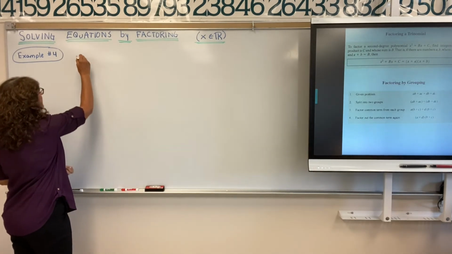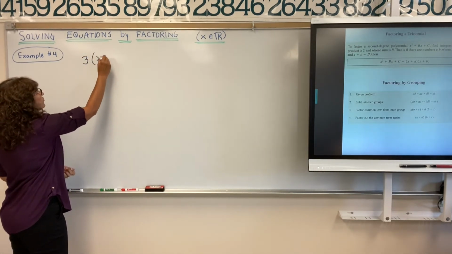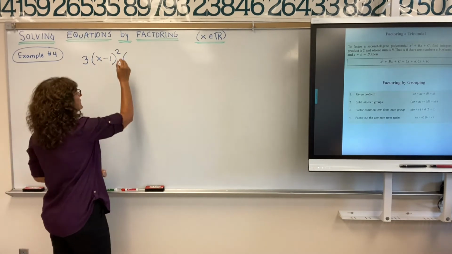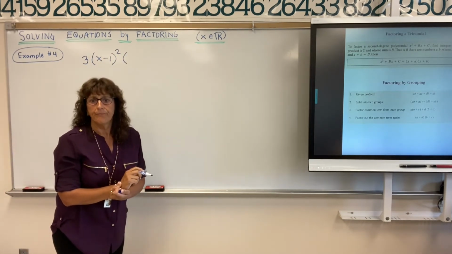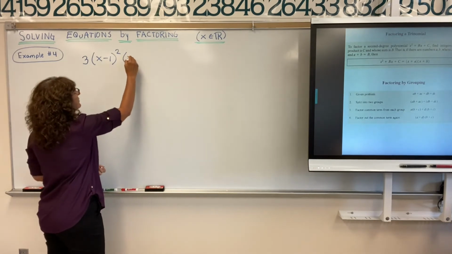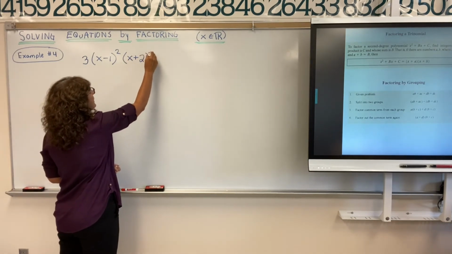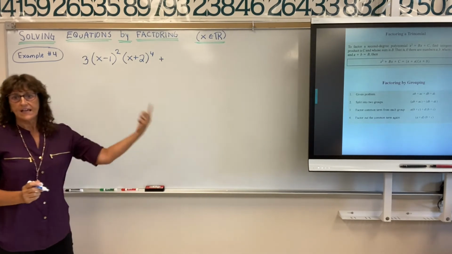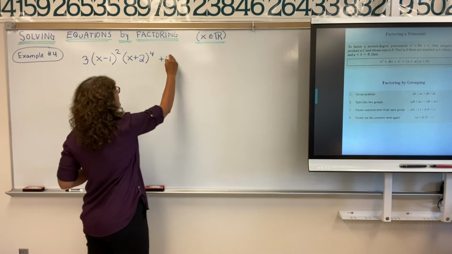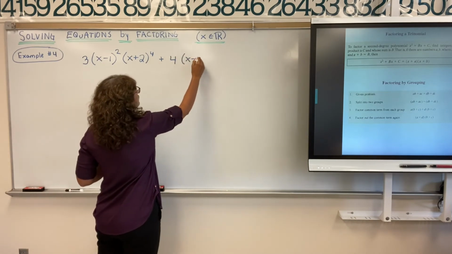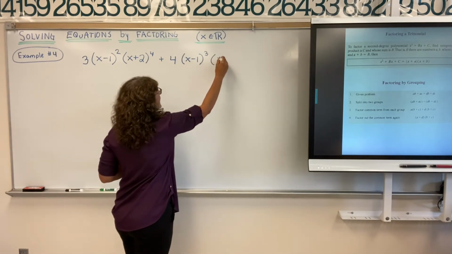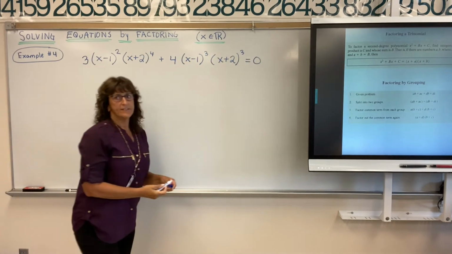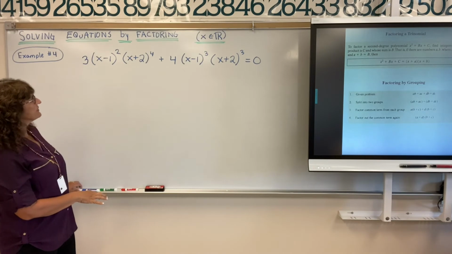You have 3 times x minus 1 quantity squared times 2x minus 1. No, x plus 2 to the 4th, I'm sorry. So x plus 2 to the 4th power. Okay, that's your first term. Then there's a plus sign, right? And then your next term, you have 4 times quantity x minus 1 to the 3rd power times quantity x plus 2 to the 3rd power. All right, that's a lot. It's a lot of stuff there, okay?